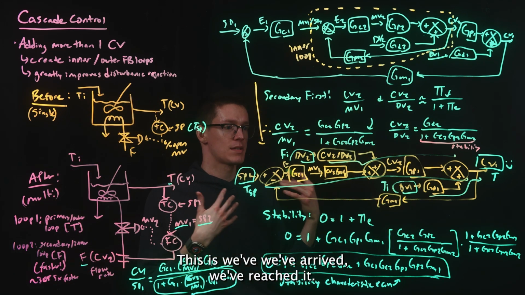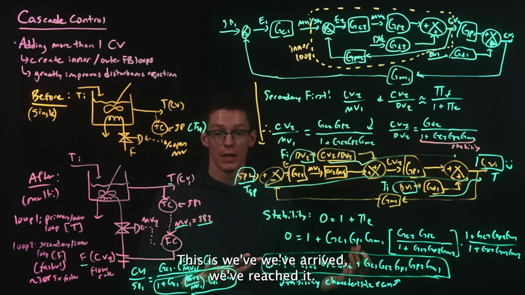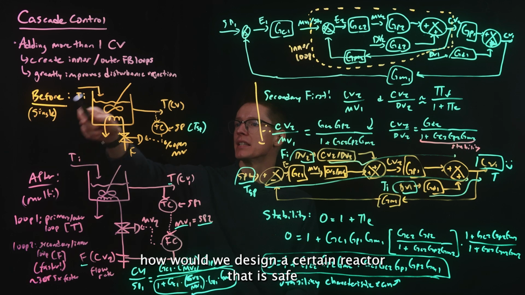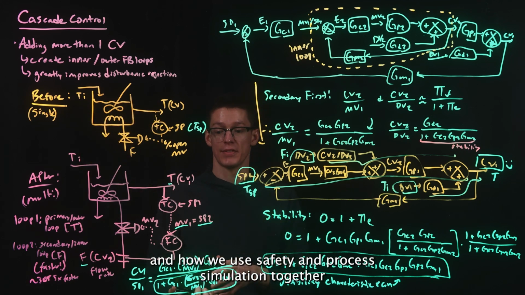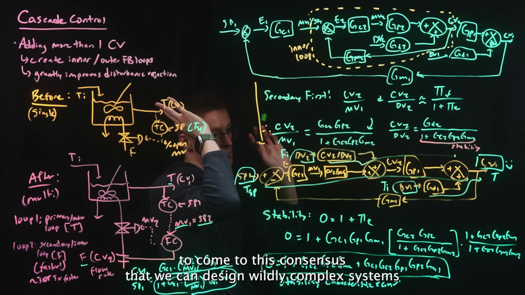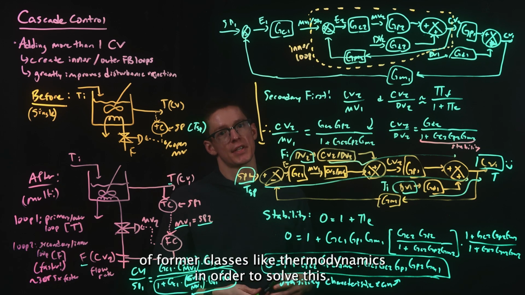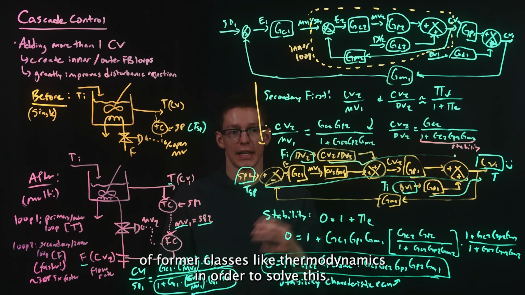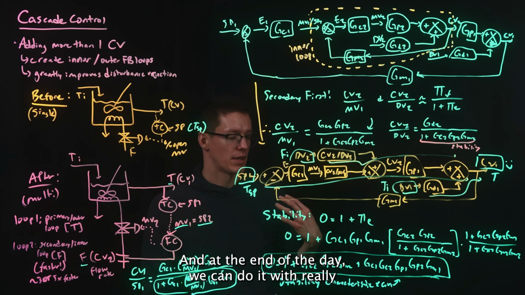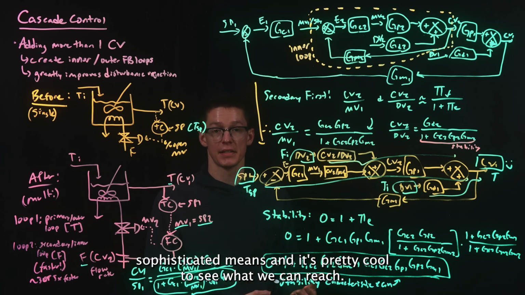But ultimately, this is what we want to get to. This is the goal. We've arrived. We've reached it. We thought about control theory from first principles of how would we design a stirred tank reactor that is safe, and how can we use safety and process simulation together to come to this consensus that we can design wildly complex systems, but still think of first principles of former classes like thermodynamics in order to solve this. And at the end of the day, we could do it with really sophisticated means, and it's pretty cool to see what we can reach.